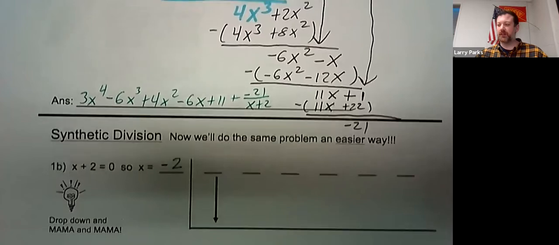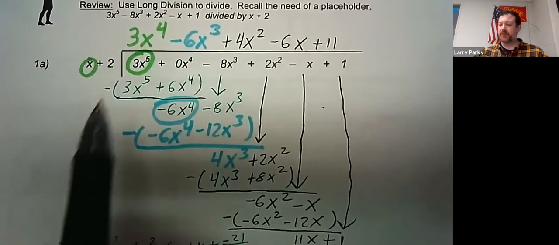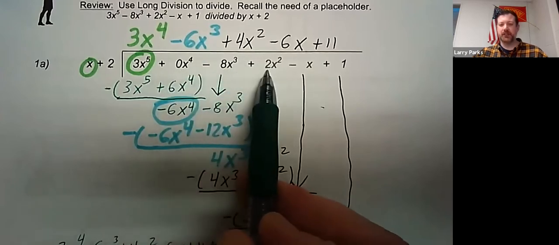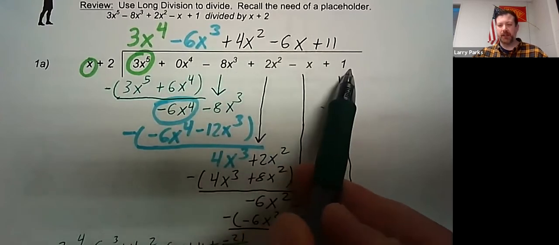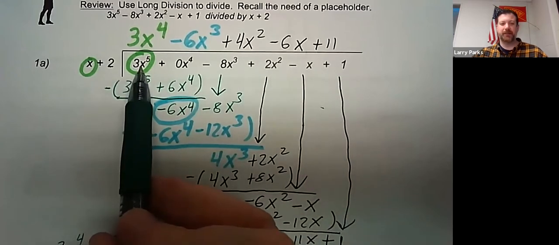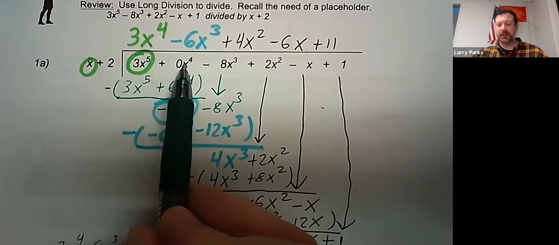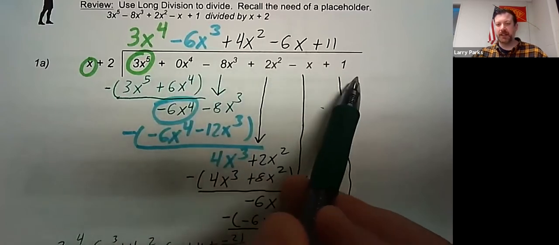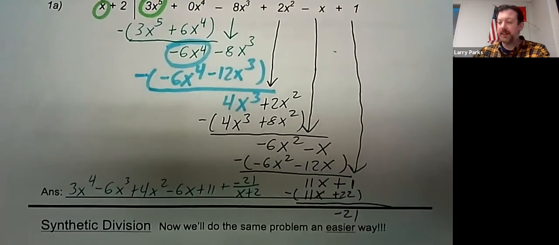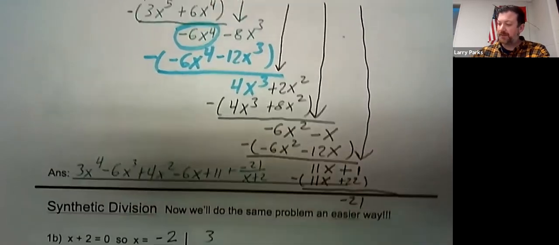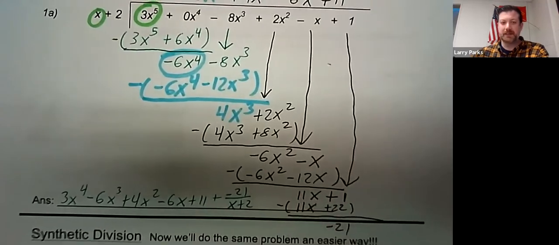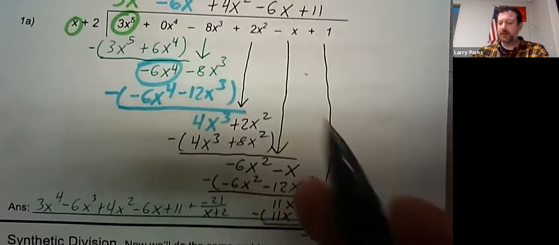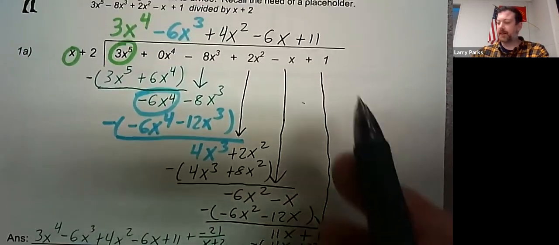You then drop down the coefficients. So you're going to drop down 3, 0, negative 8, 2, negative 1, and 1. Again, 3, 0, and most kids forget that 0, negative 8, 2, negative 1, and 1. So you're going to drop that down here. So 3, 0, negative 8, 2, negative 1, and 1.